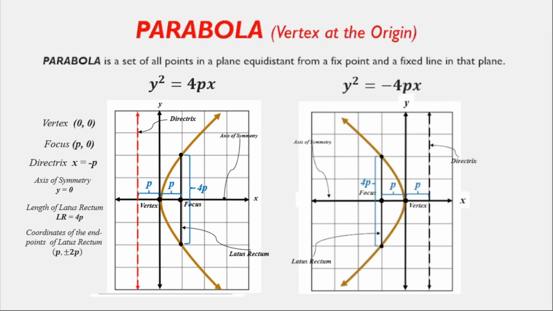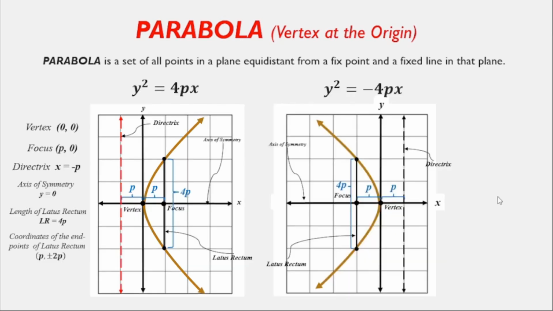Also, the value of p is the distance from the vertex to the directrix, and from the vertex to the focus, and 4 times it is the length of the latus rectum. For the parabola having the equation y squared is equal to negative 4px, the vertex is located at the origin, which is coordinate 0 and 0. This is our focus, which has a coordinate of negative p and 0.